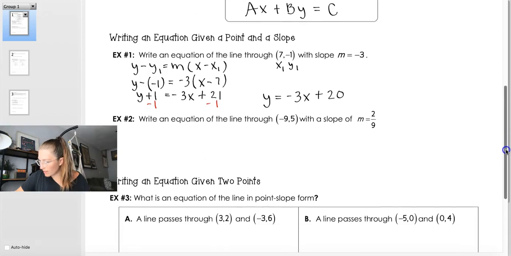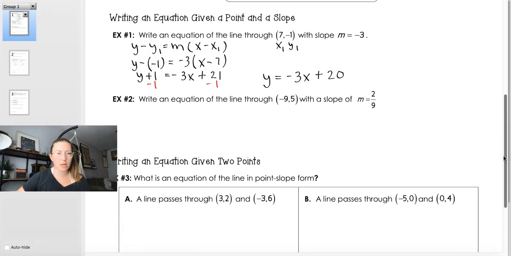Alright, let's go ahead and try the next one. So same situation, I have a point, I have a slope. Same process as the one before. Go ahead, pause your video here, complete the next one, and then check in, see if you got it right with me.